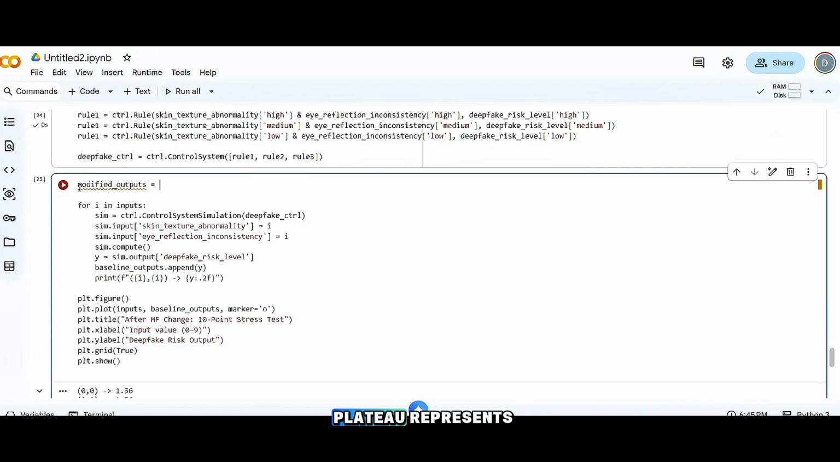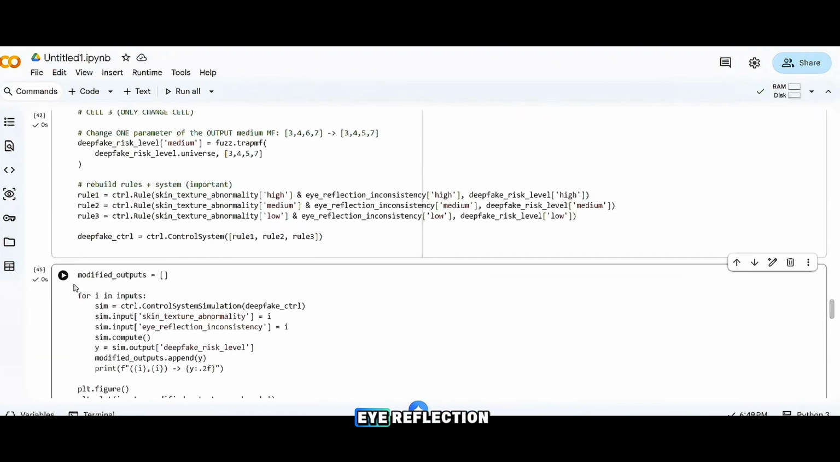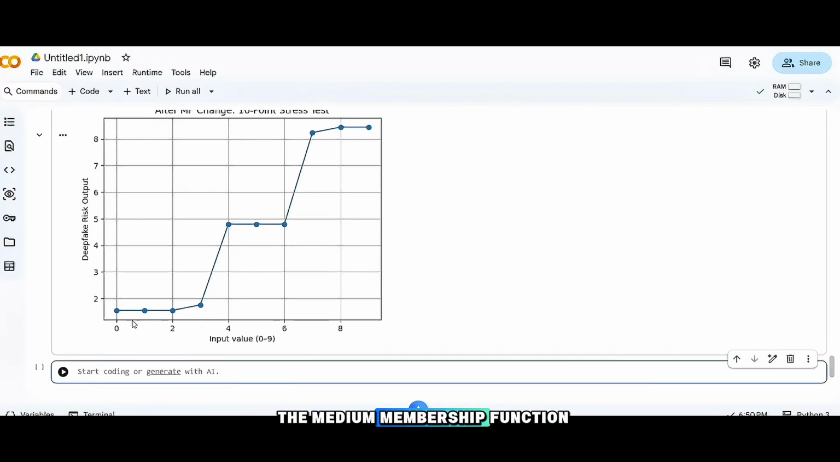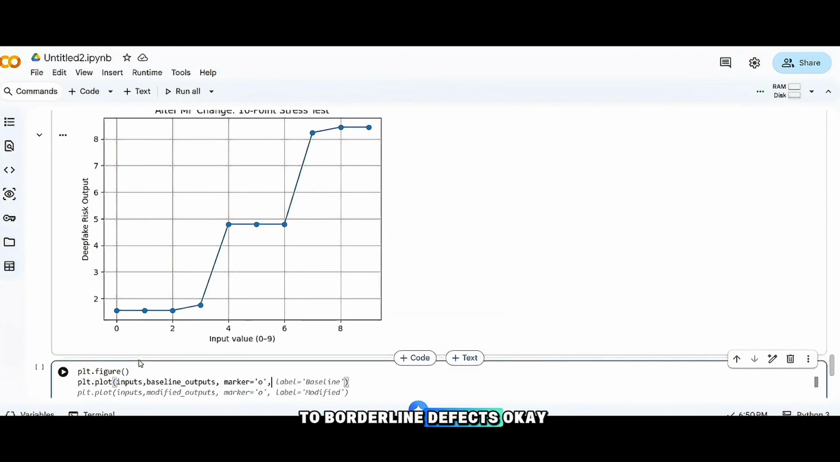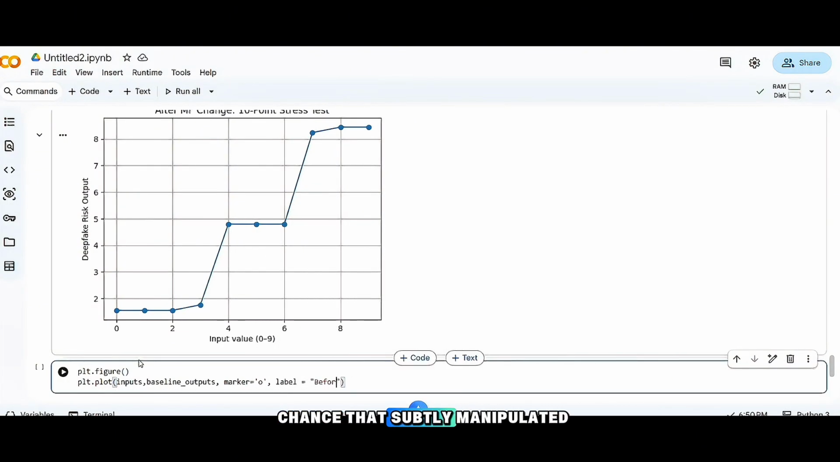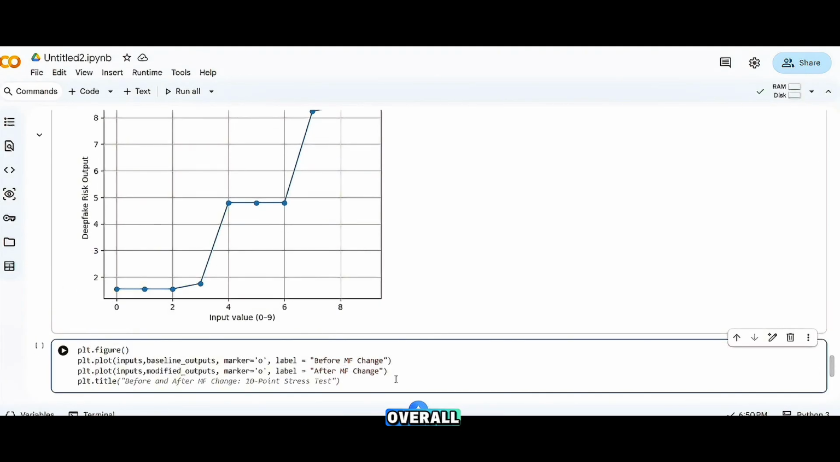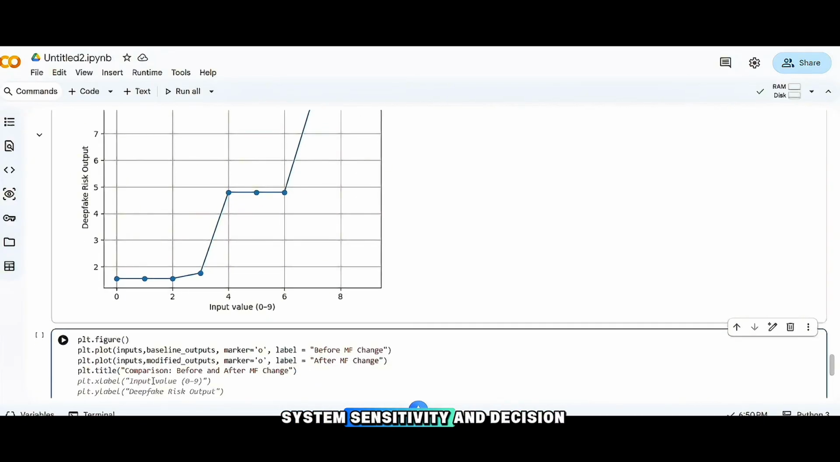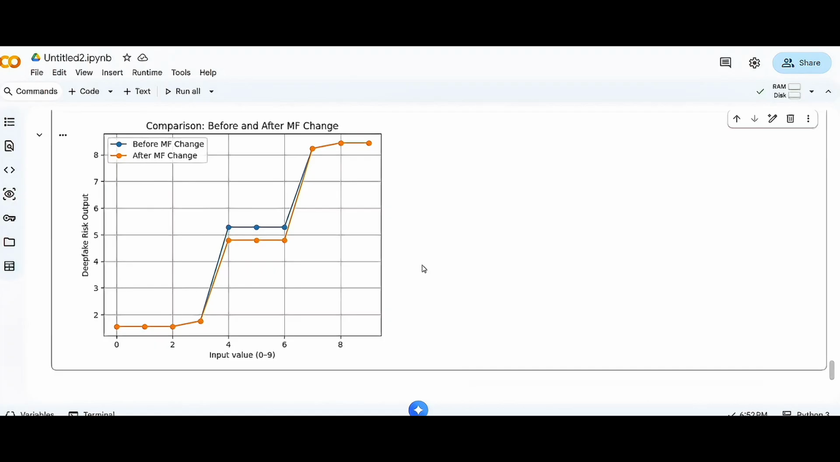The medium risk plateau represents borderline or subtle manipulation, things like mild skin smoothing or slightly inconsistent eye reflection. So when we narrow the medium membership function, the system becomes less tolerant of ambiguity and escalates risk more decisively. This can improve sensitivity to borderline deepfakes. It will reduce the chance that subtly manipulated images remain classified as medium risk for too long. Overall, this demonstration shows how a single membership function parameter can directly influence system sensitivity and decision behavior in a real-world deepfake detection context.